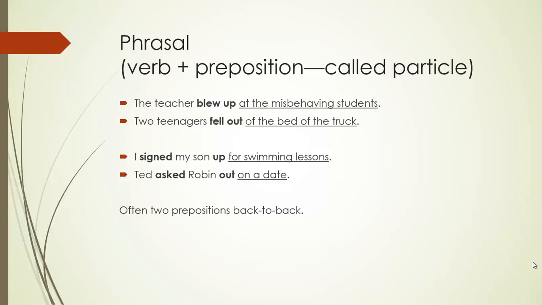Other examples are, sign up or ask out. I signed my son up for swimming lessons. Here, those verbs take objects like I signed who up? My son. Ted asked Robin out on a date. Ted asked who out? Robin. Okay? So here we have objects of these verbs, and those objects come between the verb and the particle or the preposition. But again, you'll see that the preposition is butted up against another preposition. Up for swimming lessons. Out on a date. So if you see 2 prepositions back to back, that might be your clue that you have a phrasal.